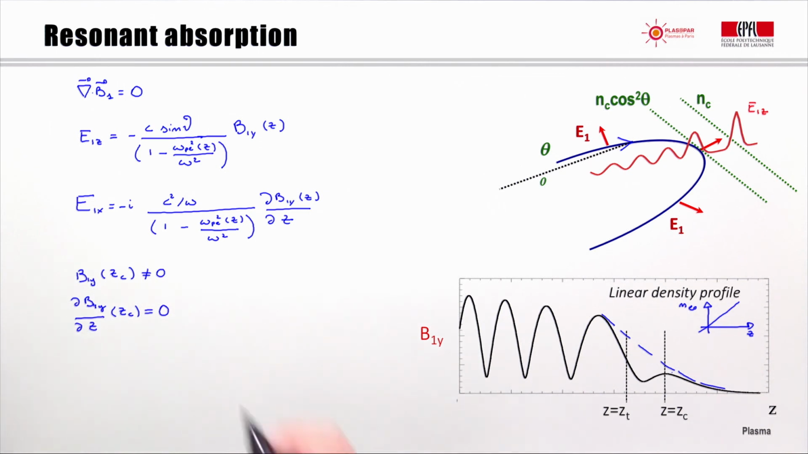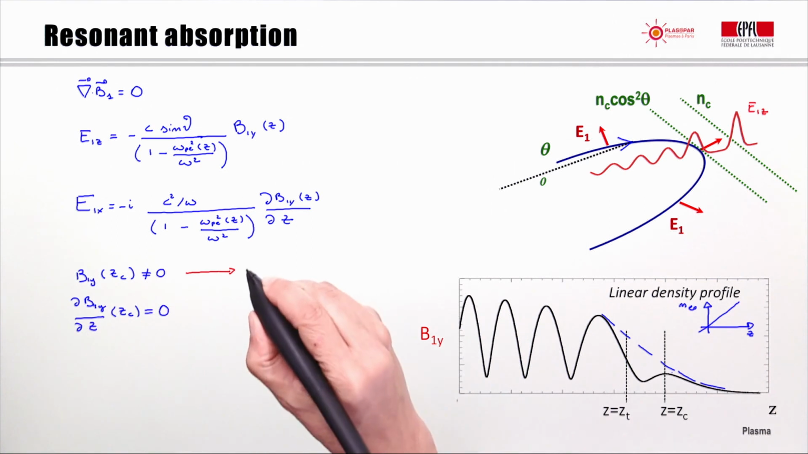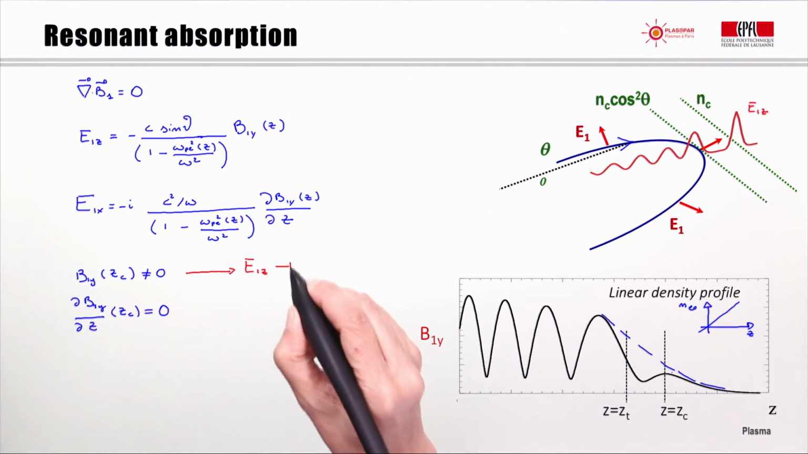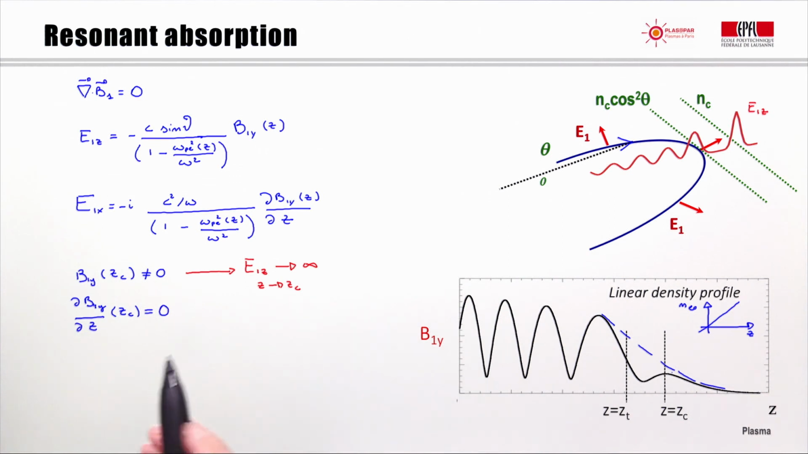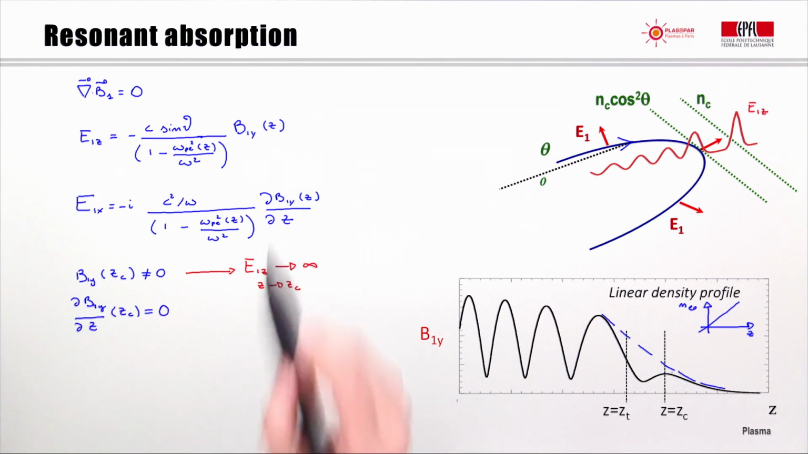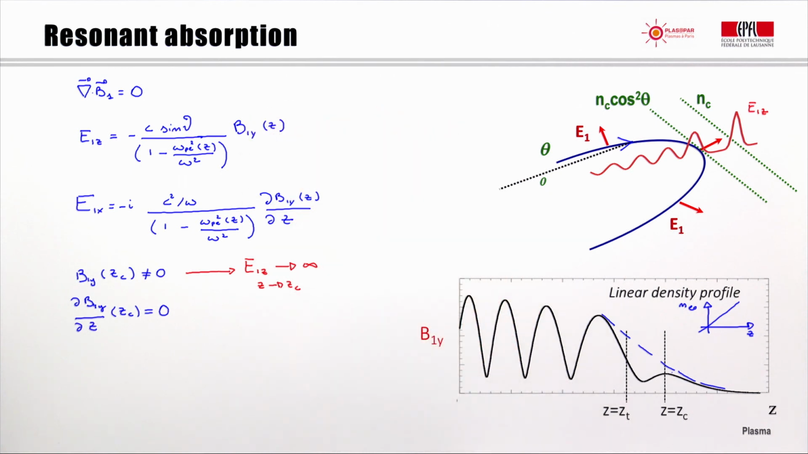Because of this condition, we can see that the Z component of the electric field will diverge at the critical density, while there will be no problem for the X component because this term goes to 0. So we can see that it diverges because this term is finite, while the denominator will go to 0 at the critical density. In reality, the Z component of the electric field will not diverge.